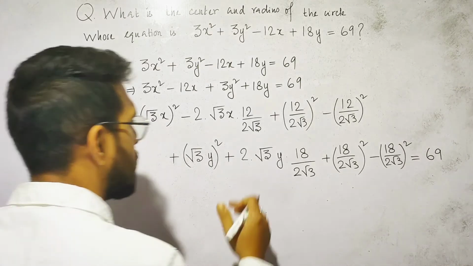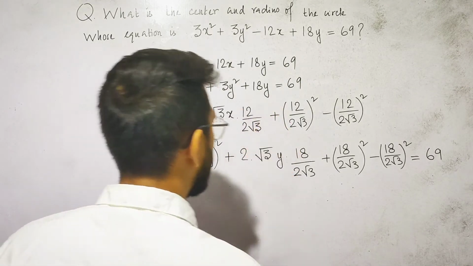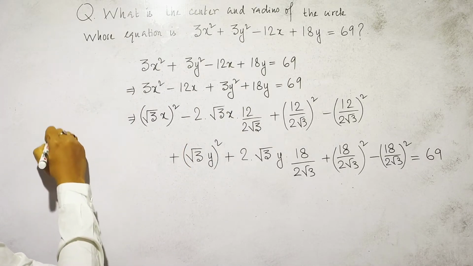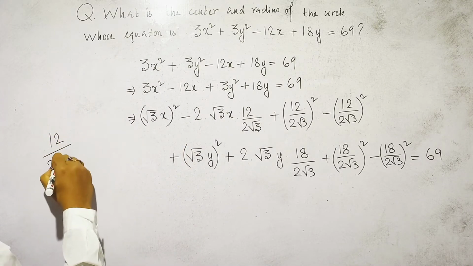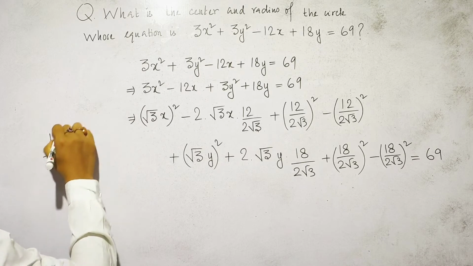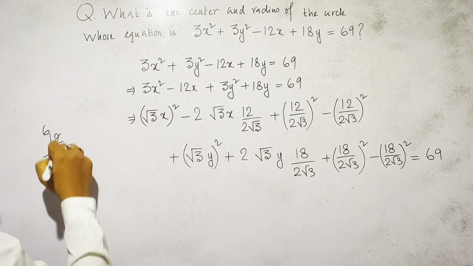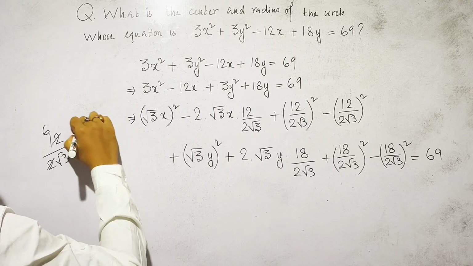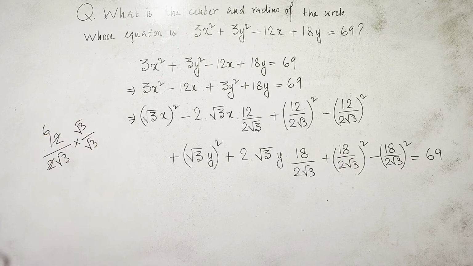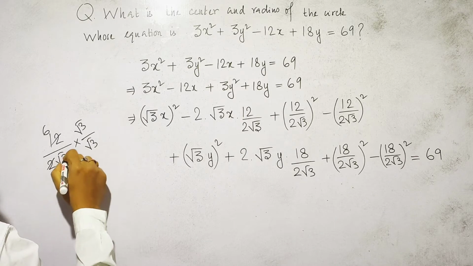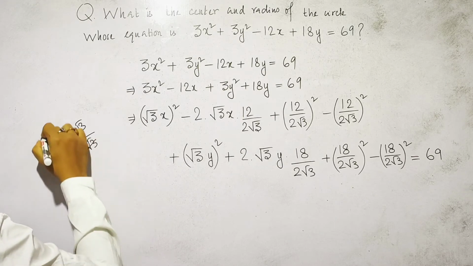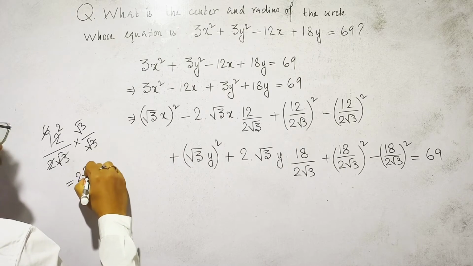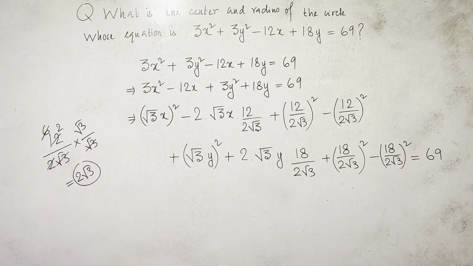Now first of all, see this 12 by 2 root 3, how can I write it up? So I'm doing it right here. 12 by 2 root 3. First of all, I can cut the 2, so it becomes 6 by root 3. Now I can rationalize this thing. Multiplying by root 3 on the top as well, root 3 and root 3 becomes 3, and we know 3 times 2 is 6. So ultimately, the result of 12 by 2 root 3 is 2 root 3.